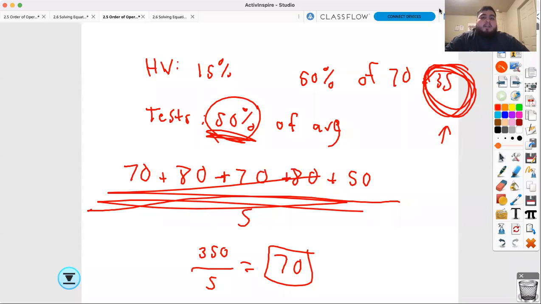Are there any questions on 2.5 real quick? Any questions? Do y'all feel better with PEMDAS when it comes to positive and negative numbers, class?